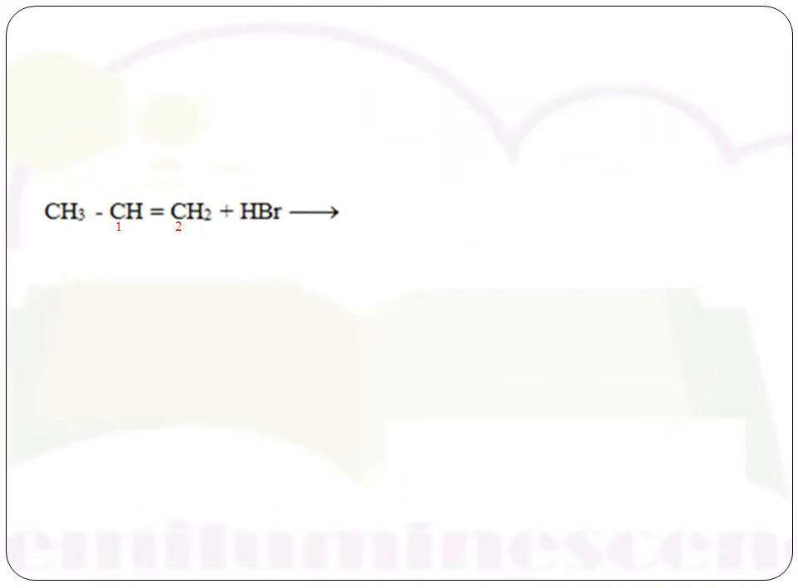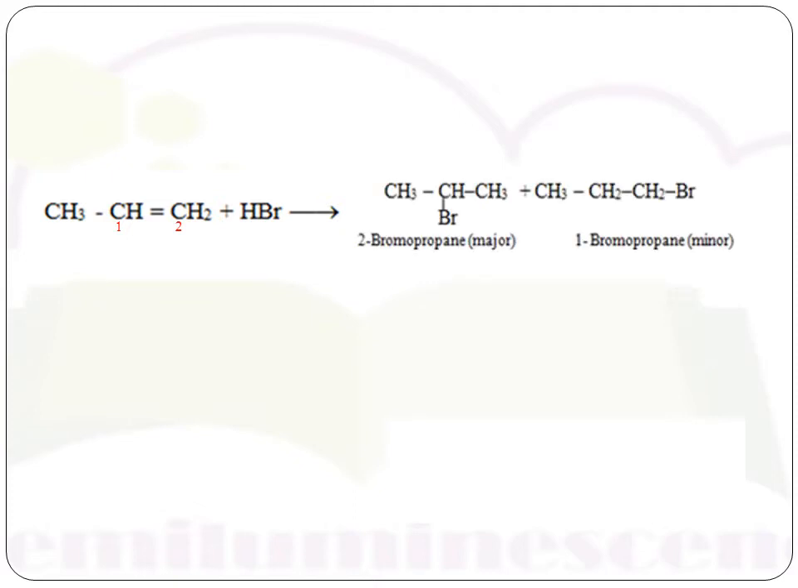Next, that is this one, addition of HBr to this propene. Again, the same thing is there. The two products are formed. Out of these two products, this 2-bromopropane is obtained as a major product and 1-bromopropane is obtained as a minor product, because this determination of the major and minor product is by the Markovnikov rule.